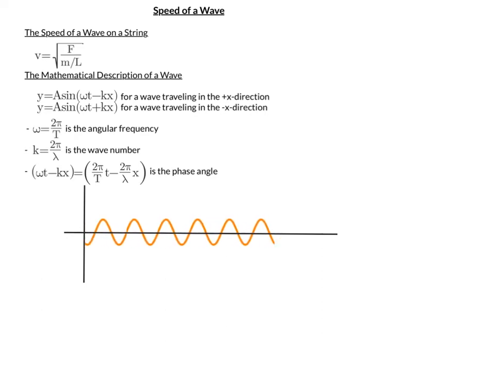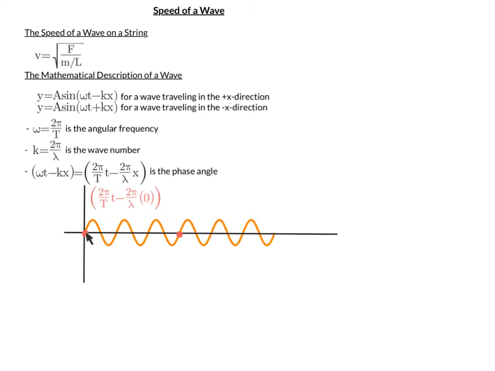Well, let's look at this wave that's traveling, and we want to compare how a point right here at the origin travels with respect to a point somewhere else along the wave. So let's pinpoint 2 of those points and check out their phase angle. So here we have the point at the origin.